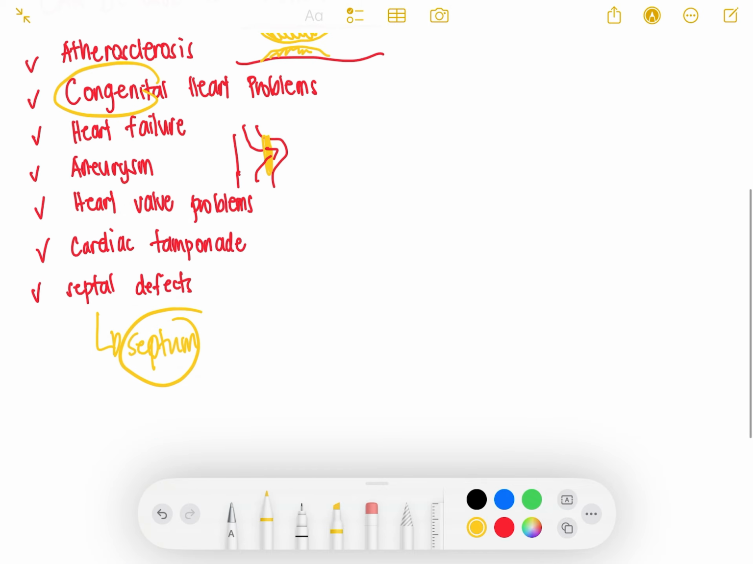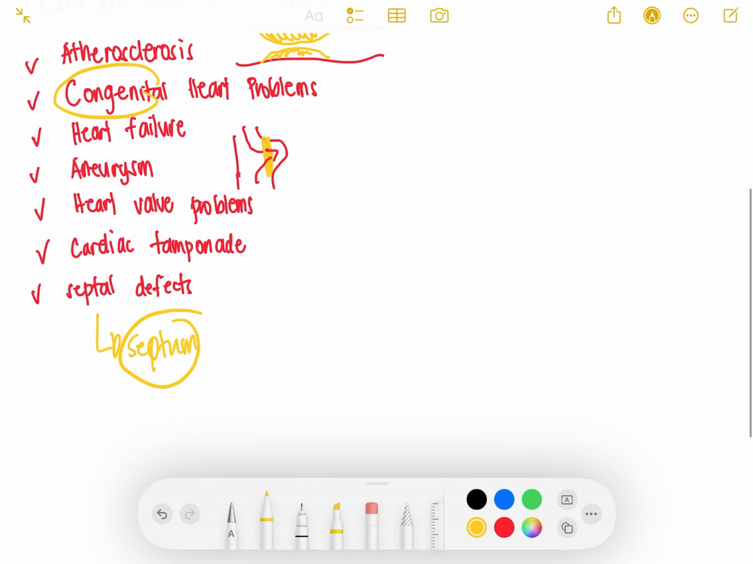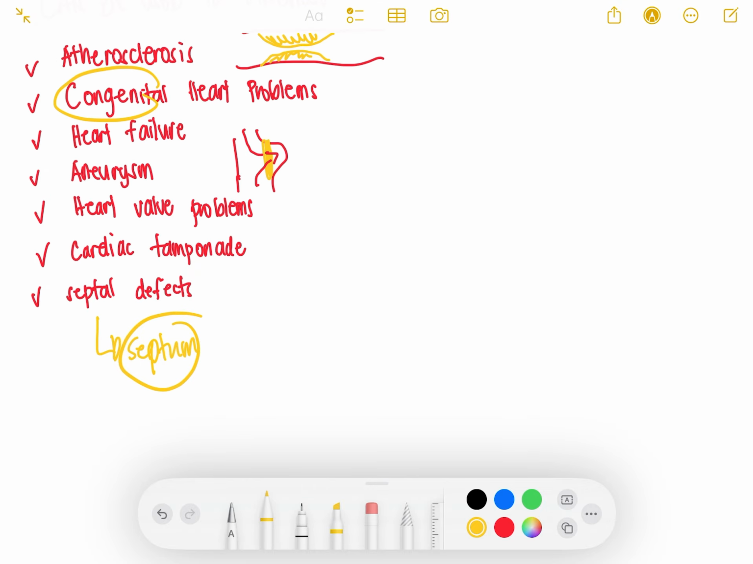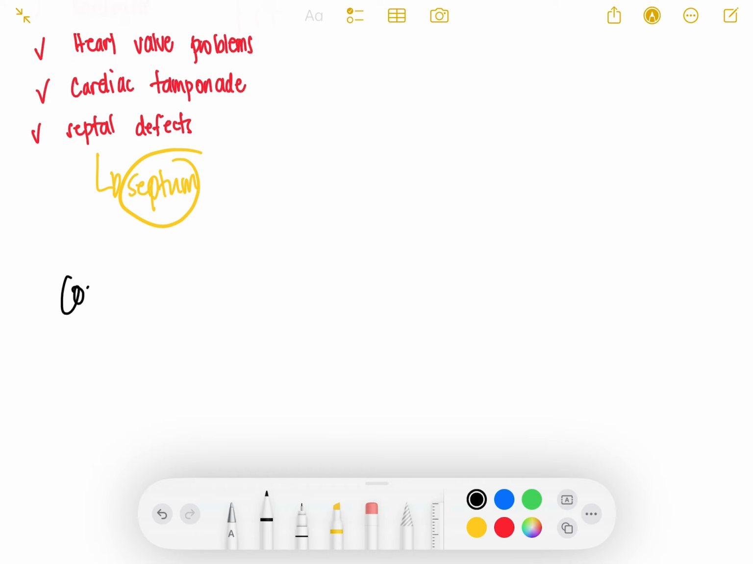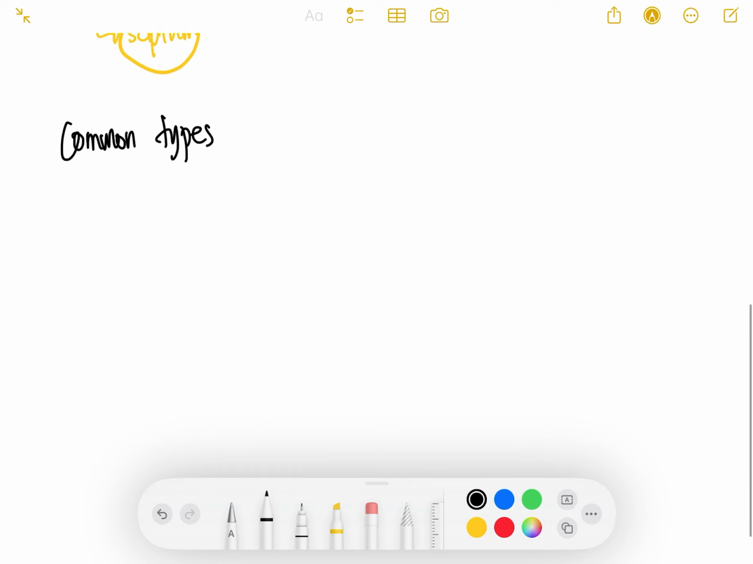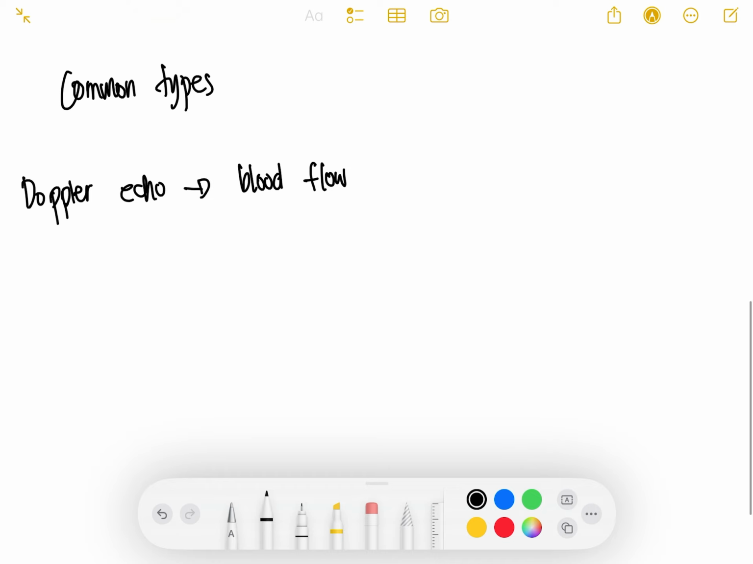Now, what are the common types of echocardiogram? Ano yung mga pinaka-common type? Okay, next. What are the common types of 2D echo? Common types of echocardiogram. First, you have Doppler echo. Yung Doppler echo, this is used to measure blood flow. Yung blood flow ang mini-measure with the use of Doppler echo, kung paano mag-move yung dugo sa loob ng puso ng patient.